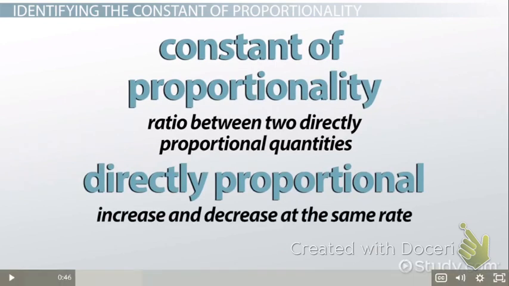I want you to go ahead and define directly proportional in your notebook. Again, directly proportional is when your quantities increase and decrease at the same rate. That means when X is increasing, Y is also increasing. When X is decreasing, Y is also decreasing.